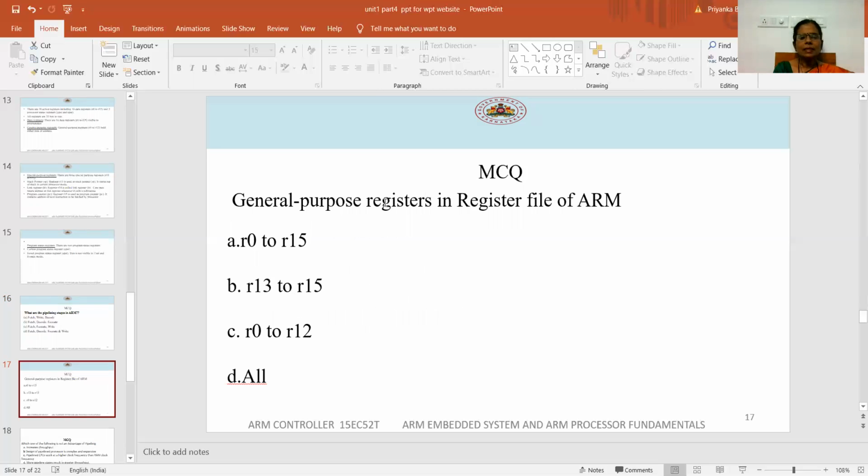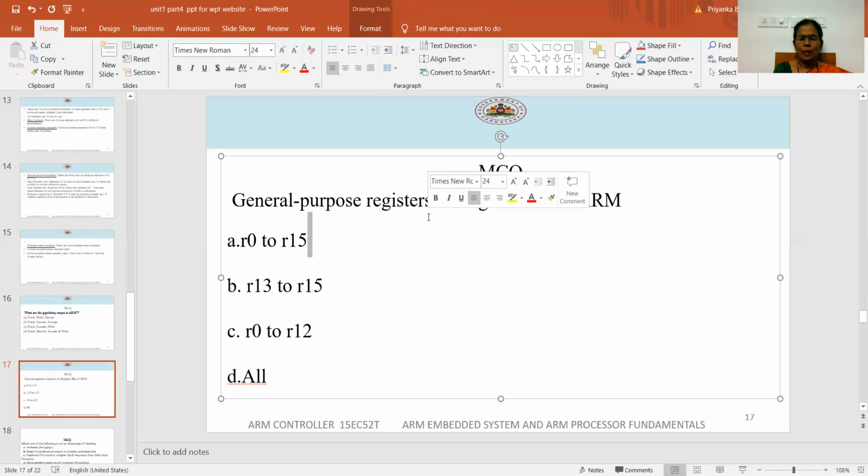While studying the registers, I explained which registers can be used as general purpose registers and which registers can be used as special function registers. The special function registers are the stack pointer, program counter, and link register. Here the options are R0 to R15 as the general purpose registers, or R13 to R15, or R0 to R12, or option D, all. See here, R0 to R15 includes both general purpose registers as well as special function registers. So option A is wrong.